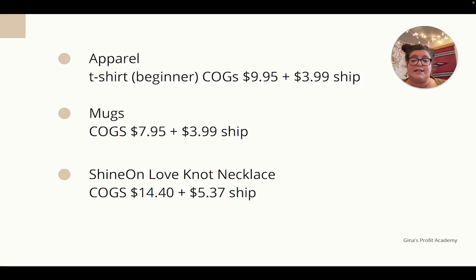I also gave you an example from Shine On, which is the fulfillment partner that I use for jewelry, for their most popular necklace, the Love Knot necklace. So this is the cost of goods on the standard box. There's an option where you get a luxury box, which is more expensive, but has a higher perceived value, so you charge more. But just as an example, we're looking at about $14 plus another $5 shipping and some change.